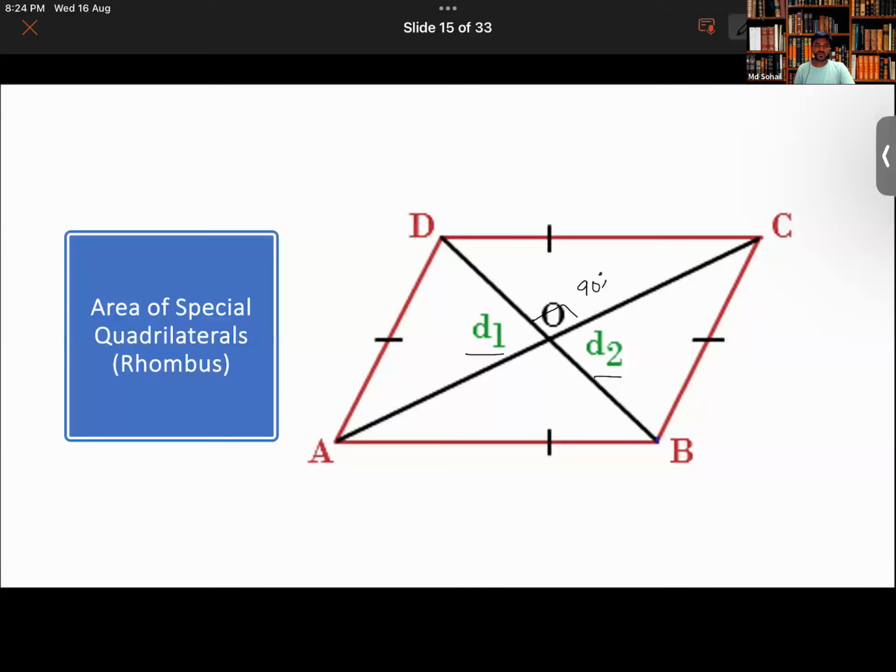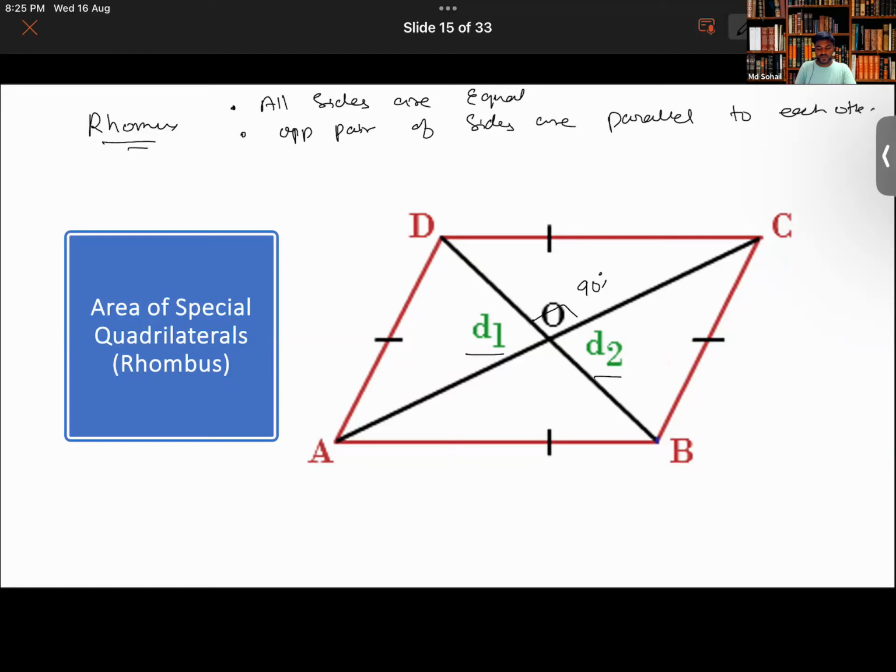But we have got a formula also. Before coming to that, as I just mentioned, rhombus, point number one, all sides are equal. Point number two, opposite pair of sides are parallel to each other. And diagonals bisect each other. Diagonals at what angle? 90 degrees. Very good. So diagonals bisect each other at right angle, that is 90 degrees.